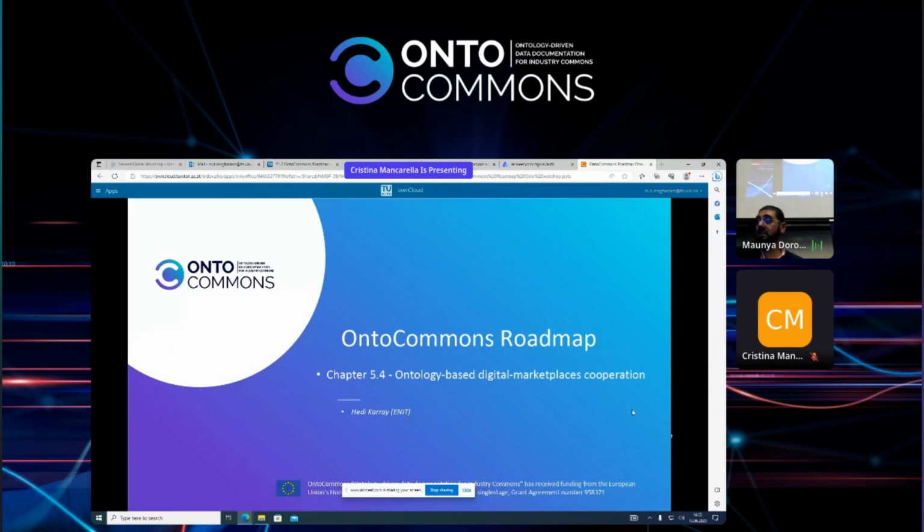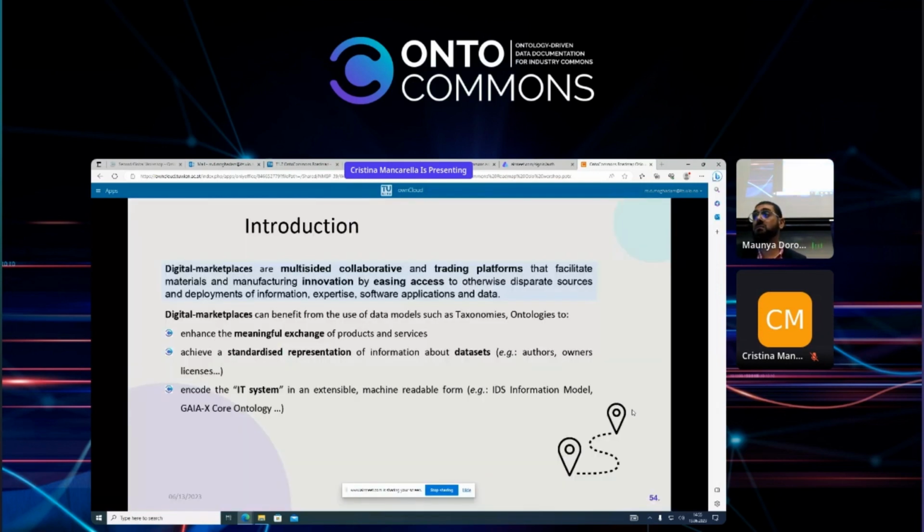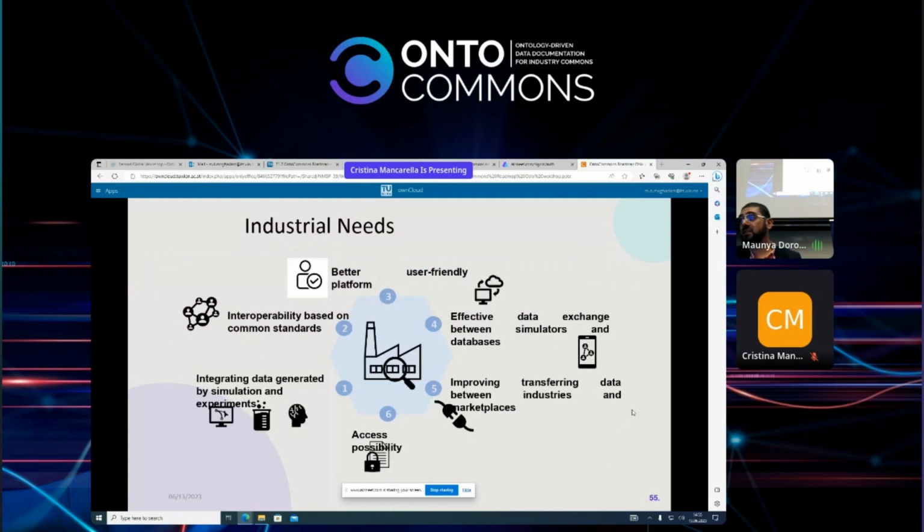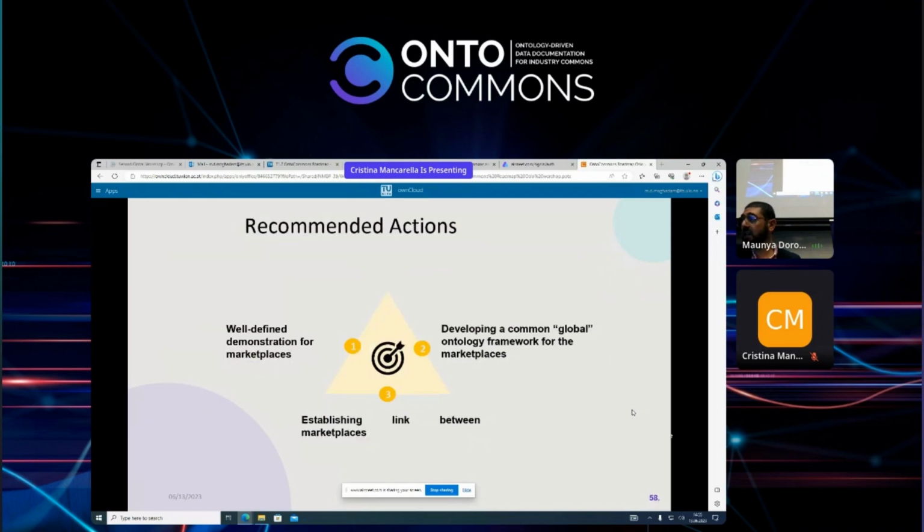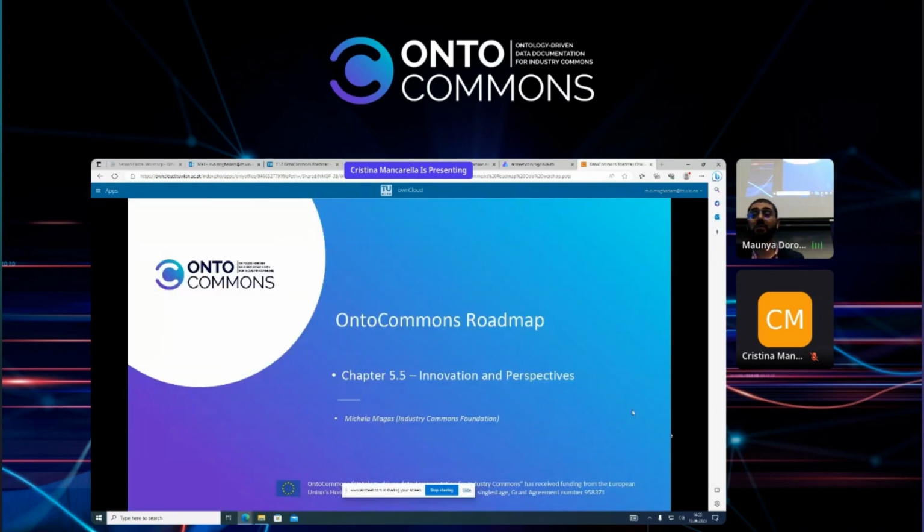The next chapter is on the cooperation with digital marketplaces, how ontologies can play a role, and what the needs are from the marketplaces' perspective. This chapter was presented in the previous workshop in Berlin, so I invite you to have a look at the videos describing this. And I will invite Michela to talk about a very important chapter, which is innovation and perspectives.